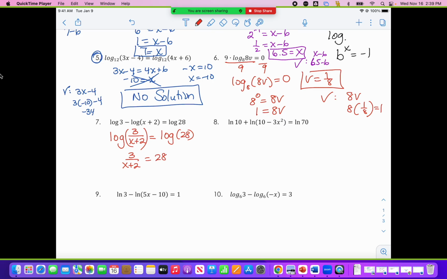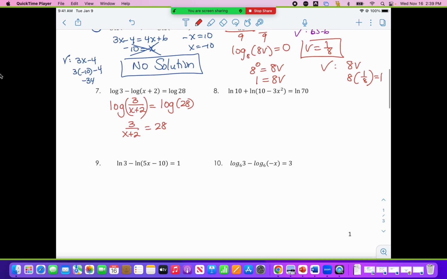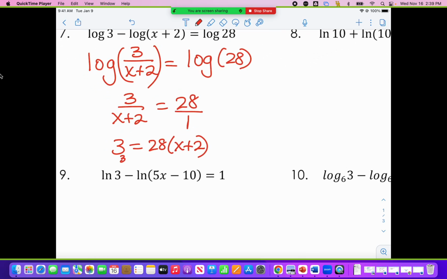And then I can set their insides equal. Now, remember some Algebra 1 and geometry. If I have a fraction equals a number, I can change that 28 to 28 over 1 and then cross multiply. So I get 3 equals 28 times the quantity x plus 2. That's 28x plus 56. And then subtract 56 from both sides.